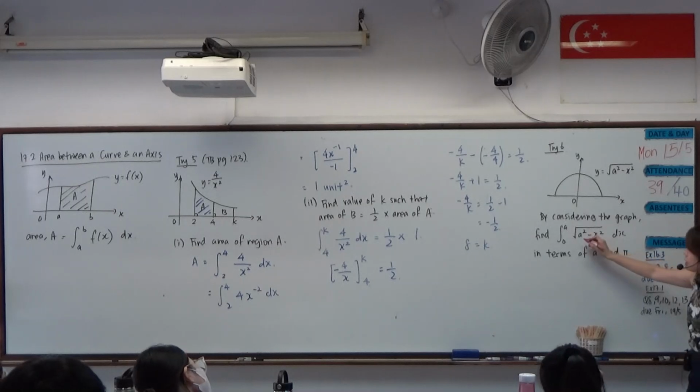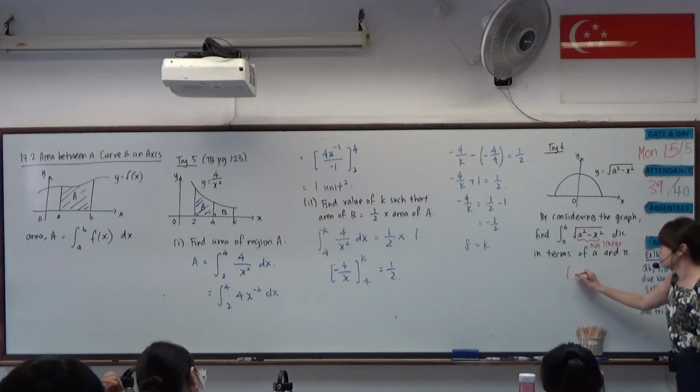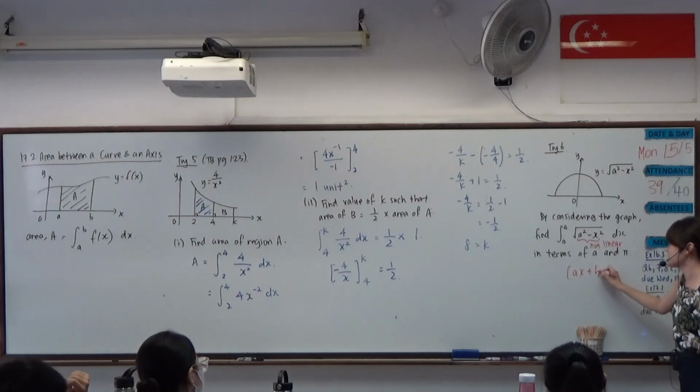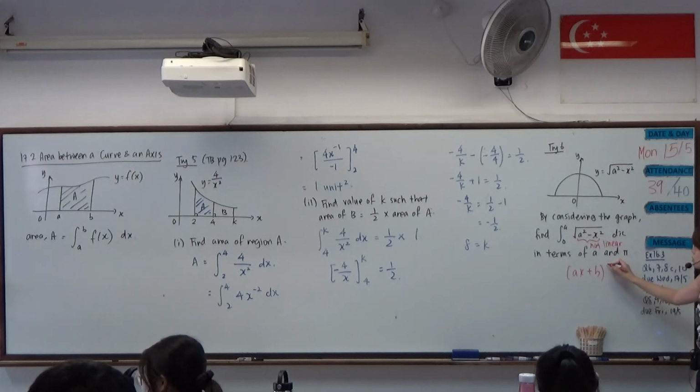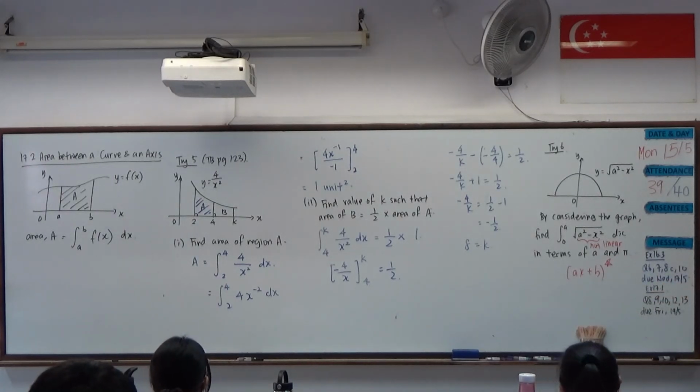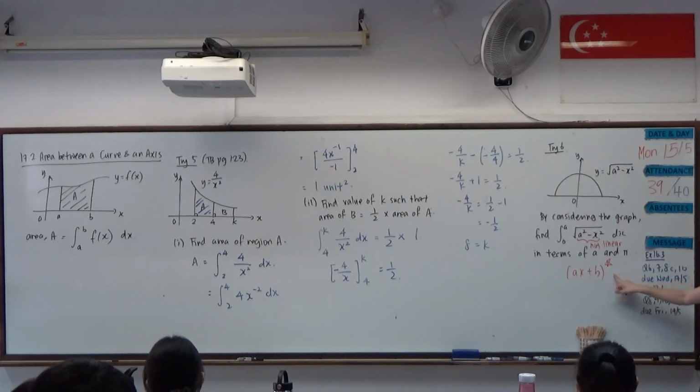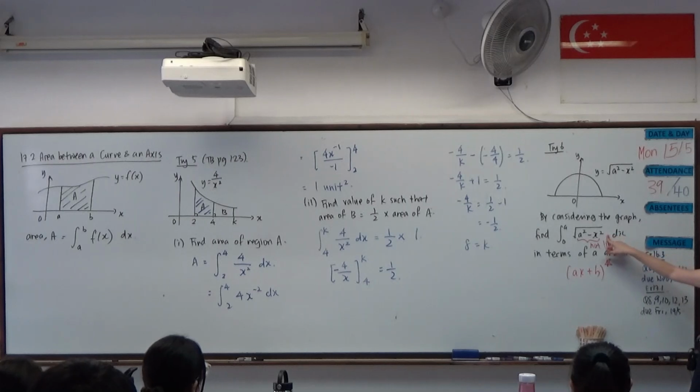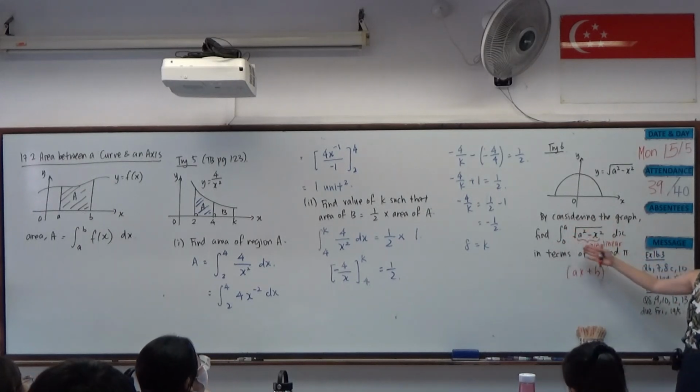Why? Because the inside of this is not linear. We can only integrate when it is a linear function like ax plus b to the power of something, where that something is not negative 1. So we only have the skills to actually integrate this. We don't have the skills to integrate this, then the problem is, how? How are we supposed to even find out what this is?